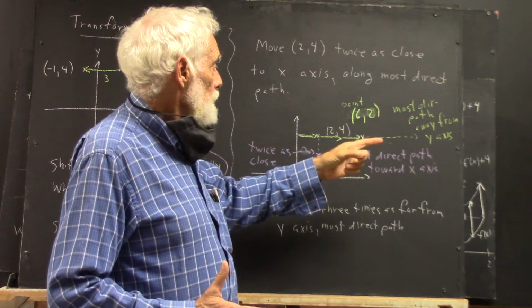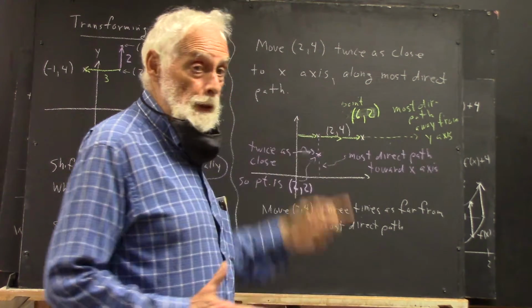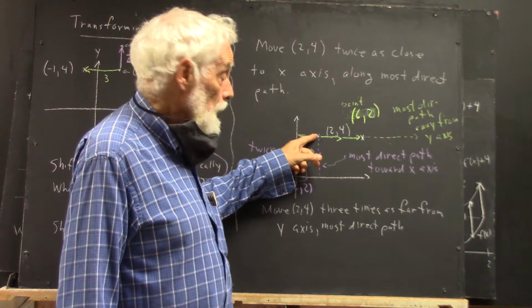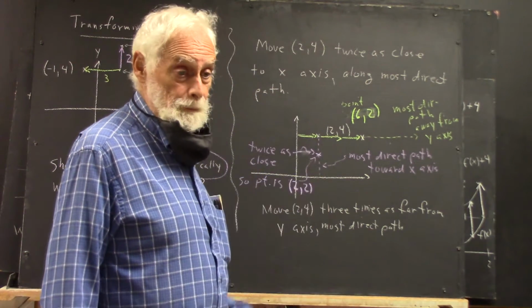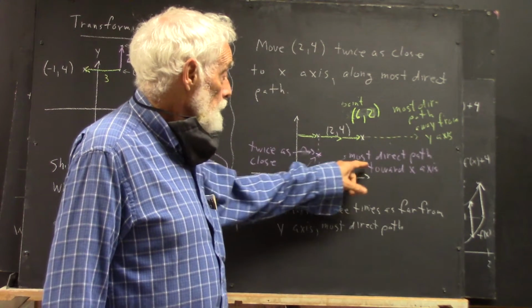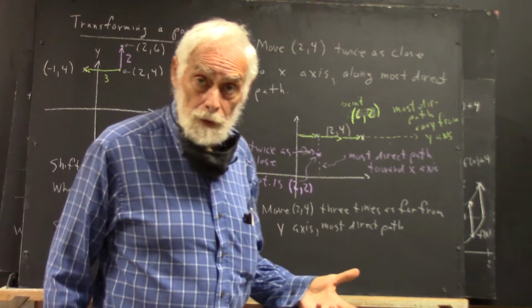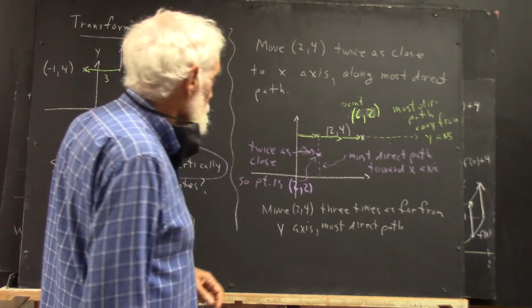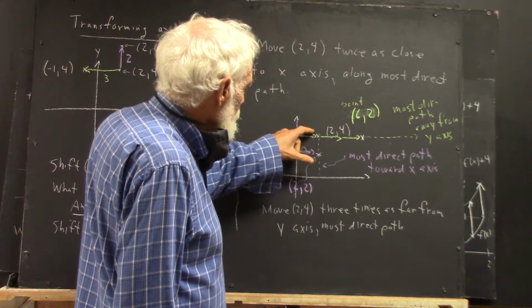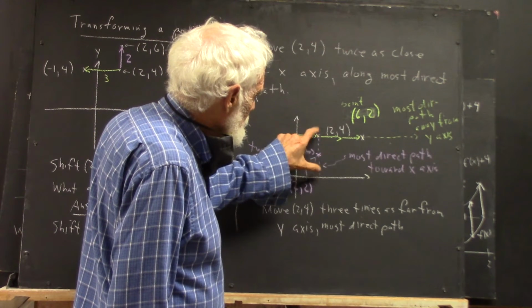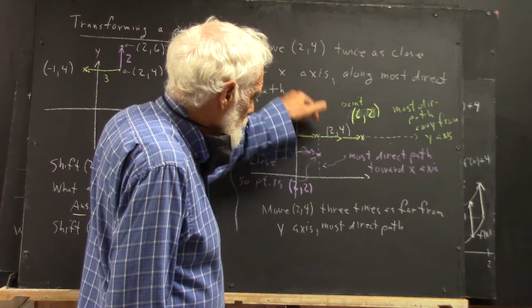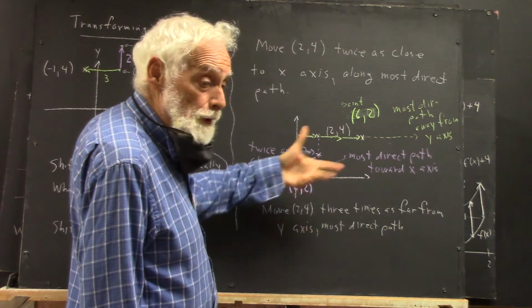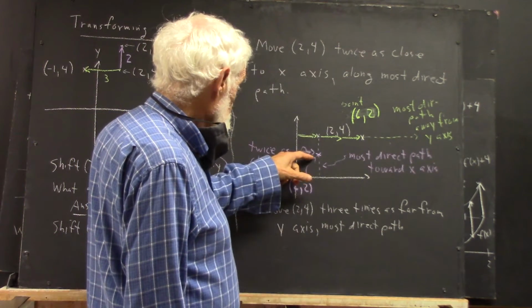I'm saying when you move it along the most direct path. So here's the point (2, 4). Your most direct path toward the x-axis is this way. So this dotted line gives you the most direct path, and now you want to move along that path twice as close. So we go from the point (2, 4) down to a point that's right halfway between this point and the x-axis along a vertical line, because it's a vertical line that gives you the most direct approach to the x-axis. And that puts us here.